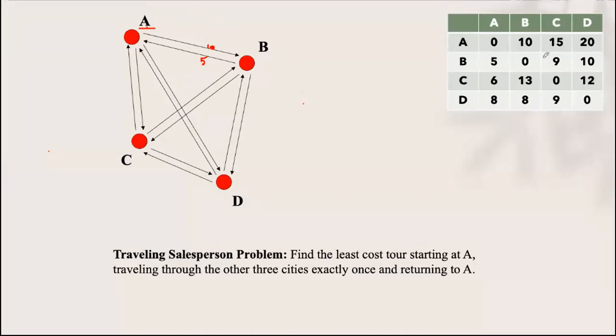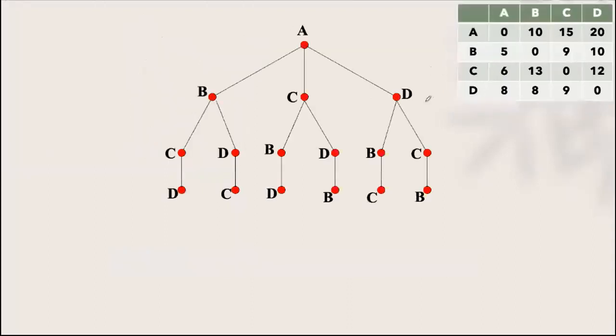And the cost between each and every vertex is given in this table. A to B, A to C, A to D, B to A, and the costs are different and it's given in this table. So first we shall try to solve this problem for this given graph along with its cost, and then see the algorithm.